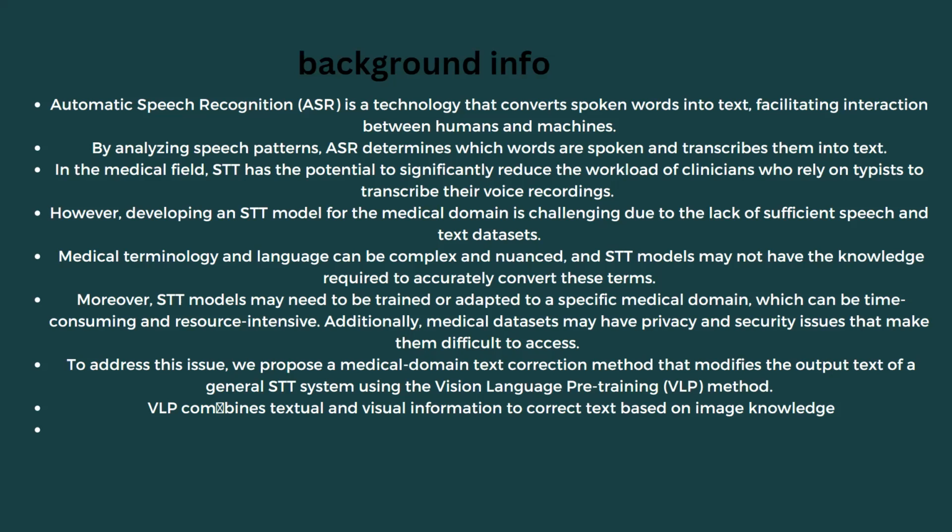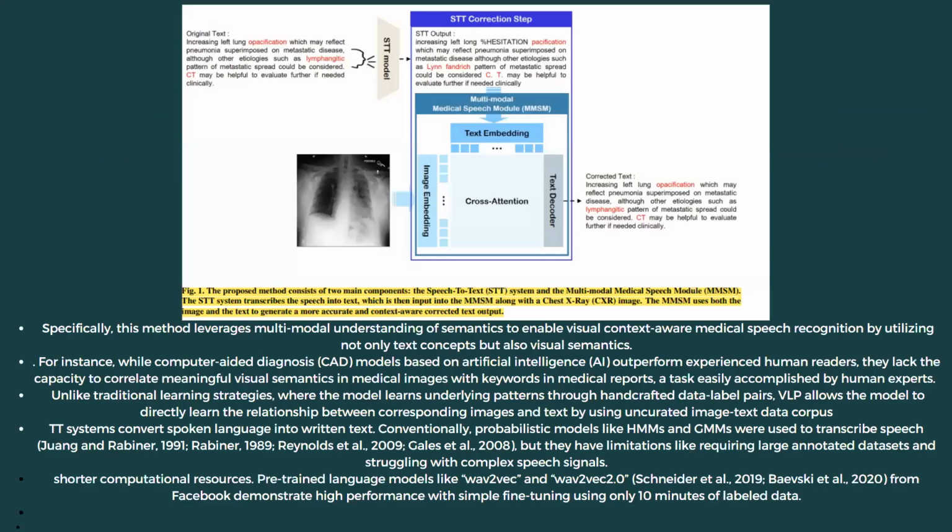That is, correcting the output text of a general STT system using a Vision Language Pre-training Model, VLP. VLP combines the image with the text to get a more accurate translation. This is the model that they have researched.